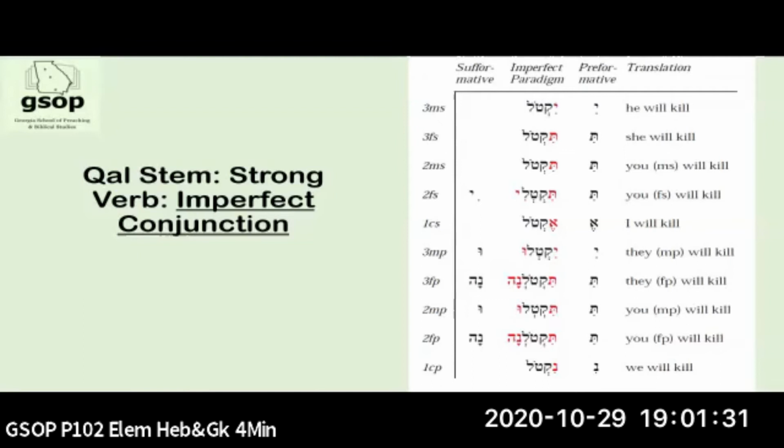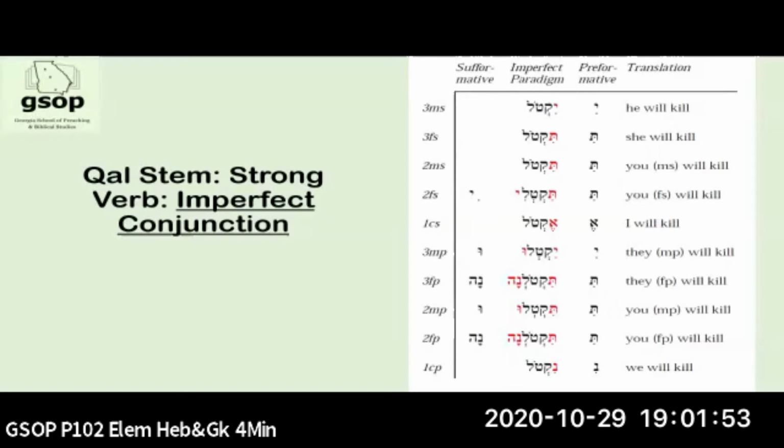That's what you're looking for, and then you know it's an imperfect conjugation. And so third feminine singular is tiktol. The third masculine singular was yiktol. The third feminine singular is tiktol. She will kill. Second masculine is actually the exact same thing.